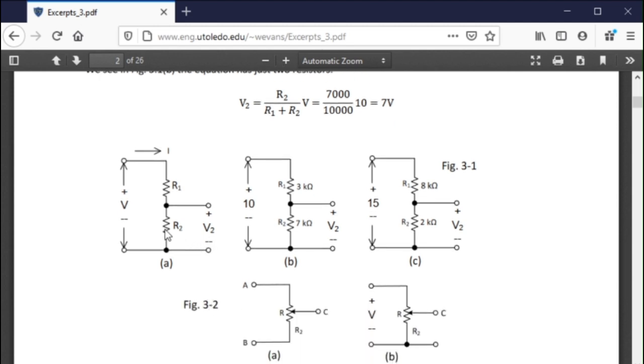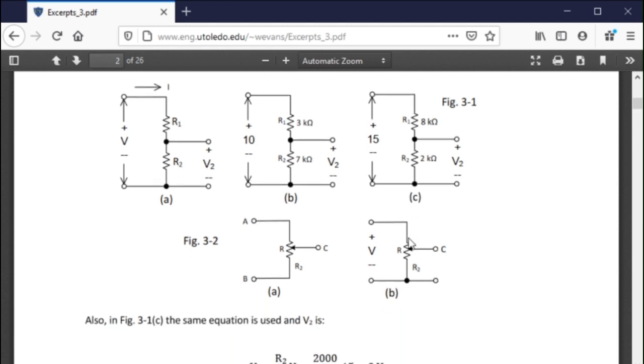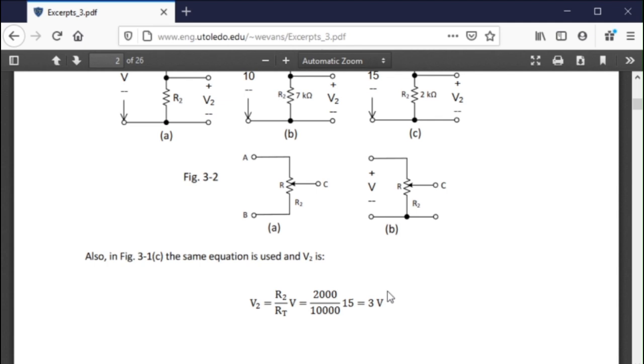Okay, so we have a bunch of situations here. In the case of 3.1b, we have 7K and 3K, and in 3.1c, we have what? We have 2K and 8K. What's the voltage across the output? Well, it's 2 over 2 plus 8 times 15, or 3.